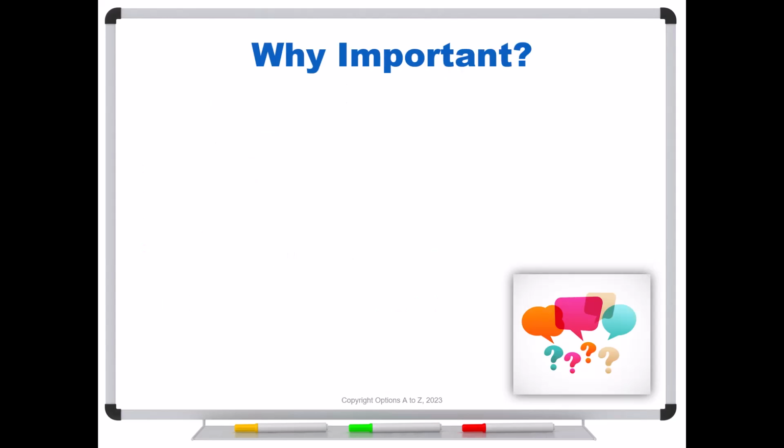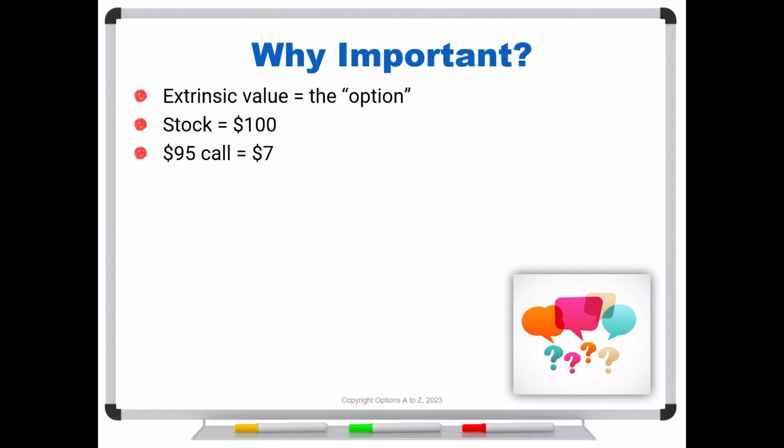So why is this important? Well, remember it's the extrinsic value of the option that makes it the option. When we talk about an option, the intrinsic value has nothing to do with what we call the optionality portion. So for example, let's say the stock is 100 and you find the $95 call trading for 7. Well, we know that you have the right to pay 95 for stock currently valued at 100. Well, that's a $5 benefit. So there is $5 of intrinsic value.